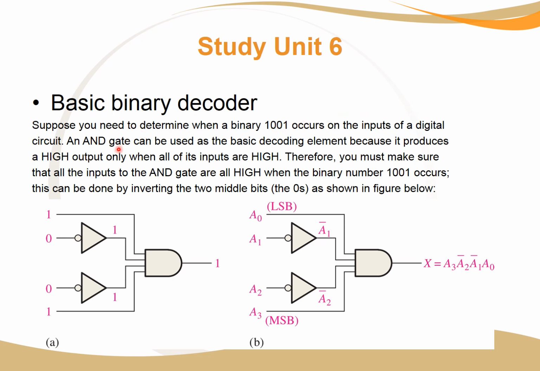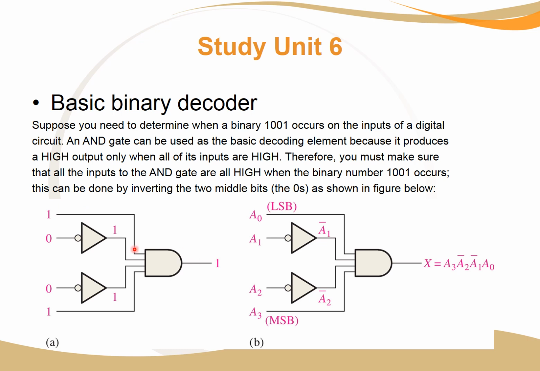a digital circuit. An AND gate can be used as a basic decoding element because it produces a high output only when all the inputs are high. Therefore, we can make sure that all the inputs to the AND gate are high when the binary number 1001 occurs. So this can be done in this way.